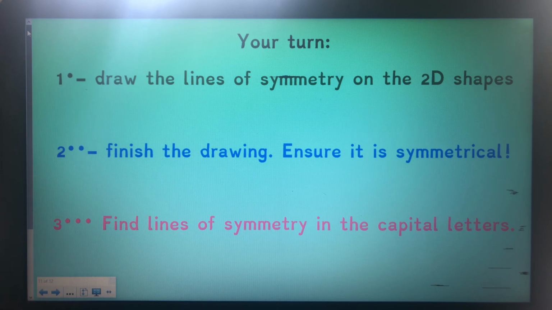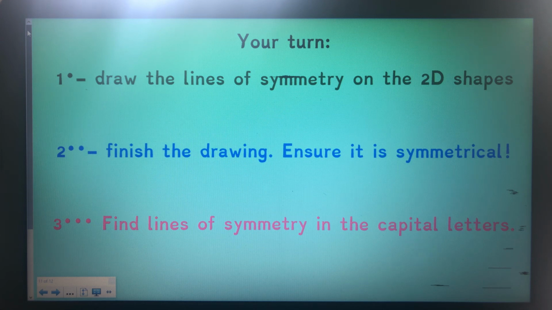3-star challenge today, my pink challenge. You're thinking, I can draw lines of symmetry on 2D shapes. That's not tricky. Perfect. Show me that you understand lines of symmetry. There should be a sheet on there with capital letters. Draw the lines of symmetry on capital letters. Much trickier when it's not just a 2D shape. Okay, and then there's some questions on there for you to answer about how many lines of symmetry are in the letters.